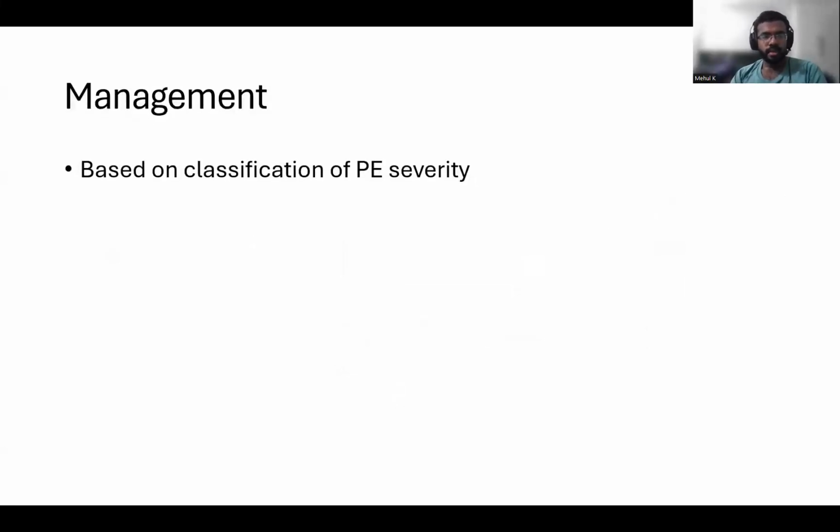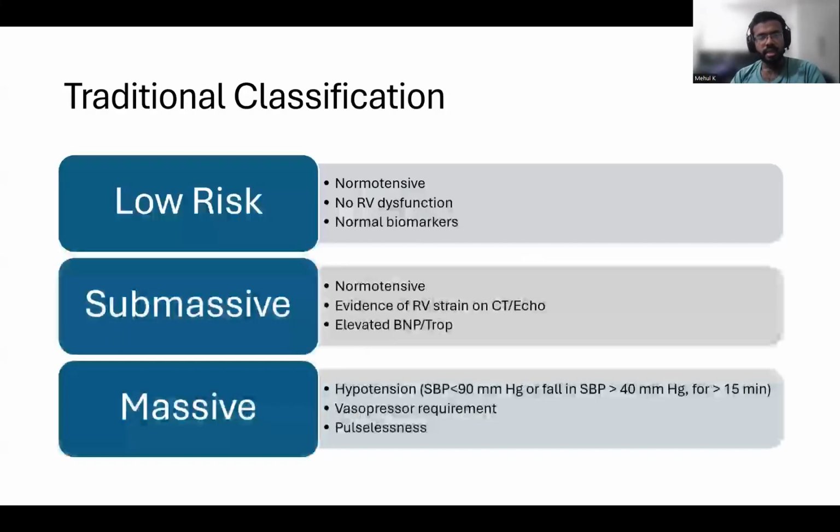Coming to the management based on the classification of severity. This was the traditional classification of pulmonary embolism: low risk PE, submassive or massive. Low risk is basically the patient having normal vitals, no signs of RV dysfunction, and normal cardiac biomarkers like BNP, troponin, etc. Submassive is a patient who's normotensive, but there is evidence of RV strain on either the echo or the CT scan, and/or the patient has increased cardiac biomarkers like BNP, troponin, etc.